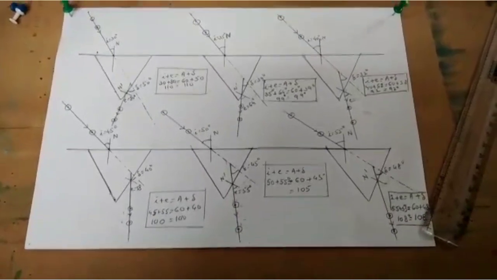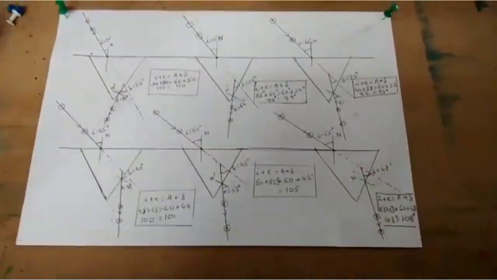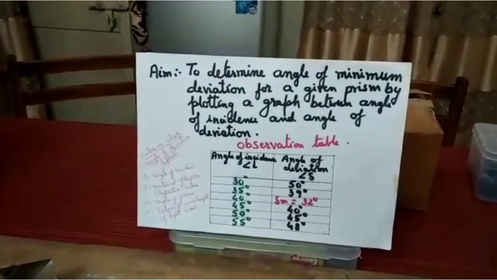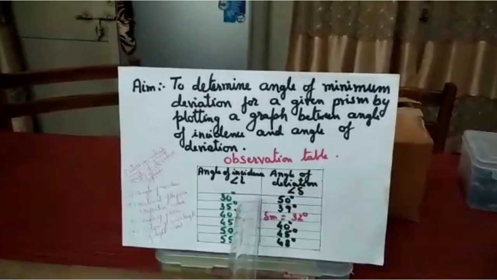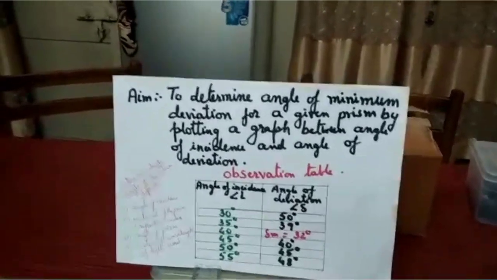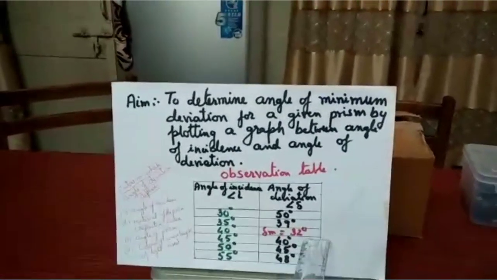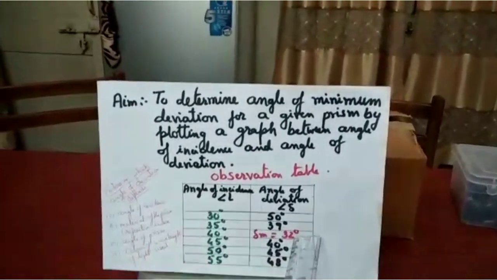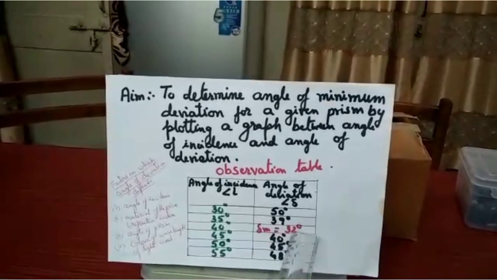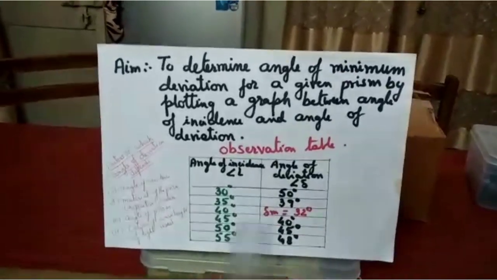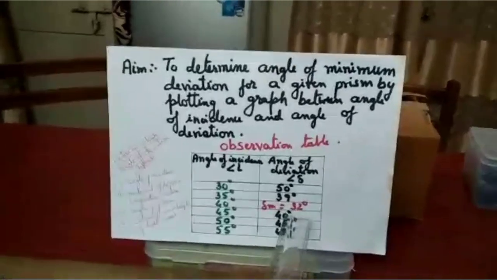Now I will show you the readings which I have got. That is, the angle of incidence 30 gives this much, 35 gives this. So here you can see this is continuously increasing, but here this is decreasing: 50, 39, 32. That is the minimum deviation. At 40, the minimum deviation, delta minimum, is 32. Then again as this increases, this also starts increasing.